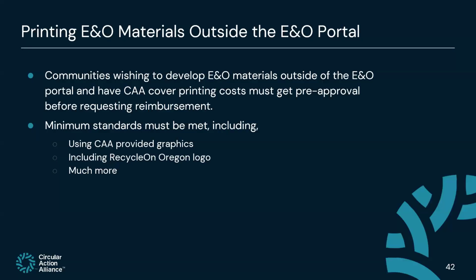This next slide is going to talk about communities that are choosing to create E&O collateral themselves. So an example that I typically use is if you have a trifold brochure that has garbage, recycling, and composting information on it, and you wanted to create the recycling section and have CAA cover the associated costs. There's a whole breakdown of the requirements and the minimum standards within the E&O portal and the FAQ section with all of that printing information as well. So you can go through there and see all of the information.